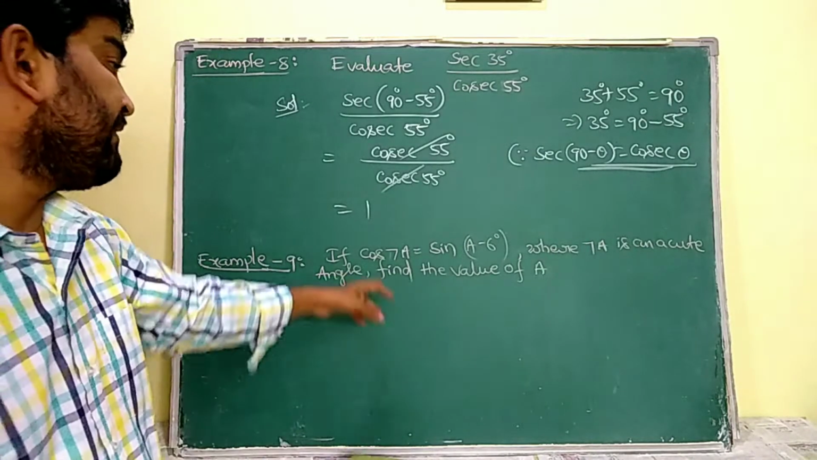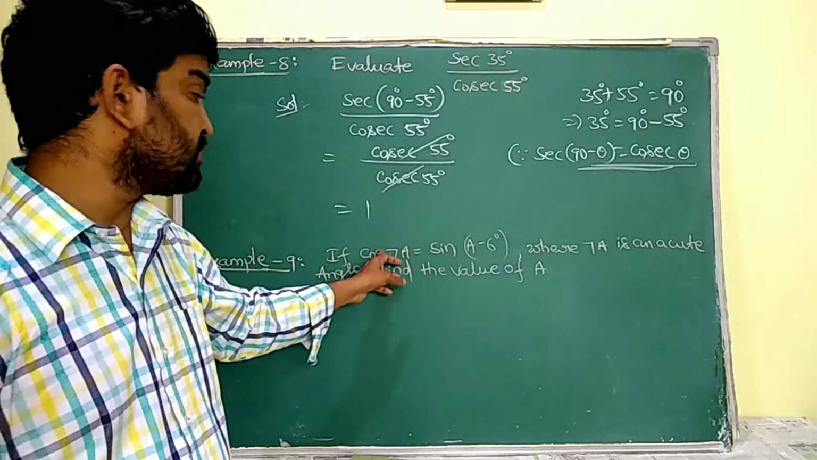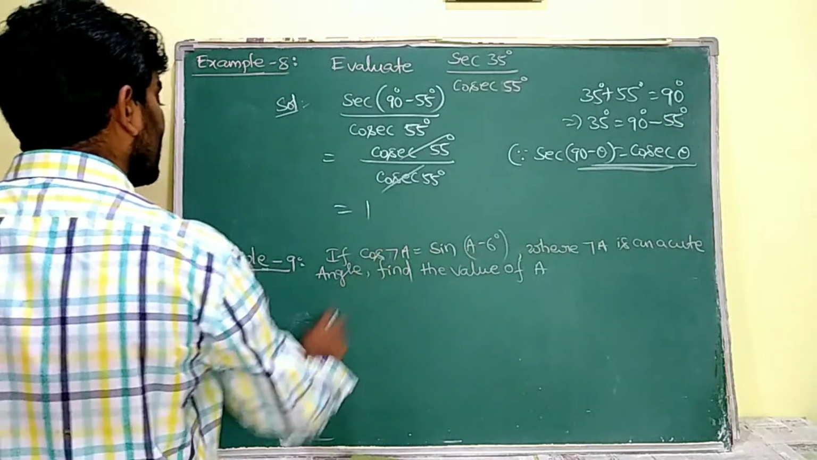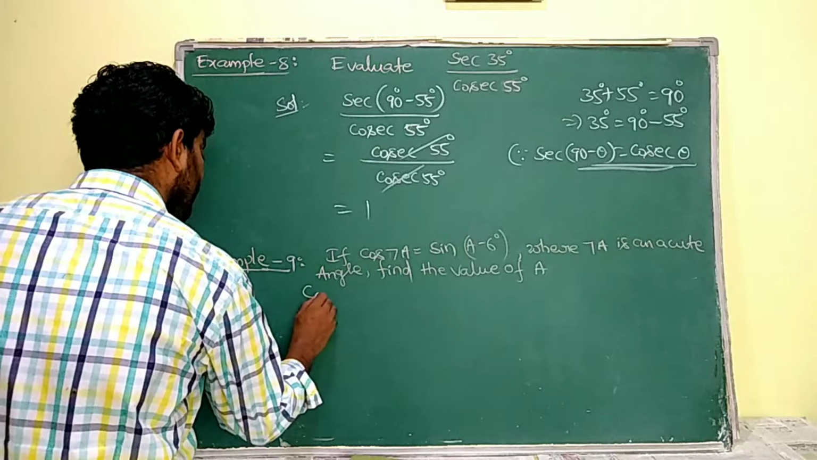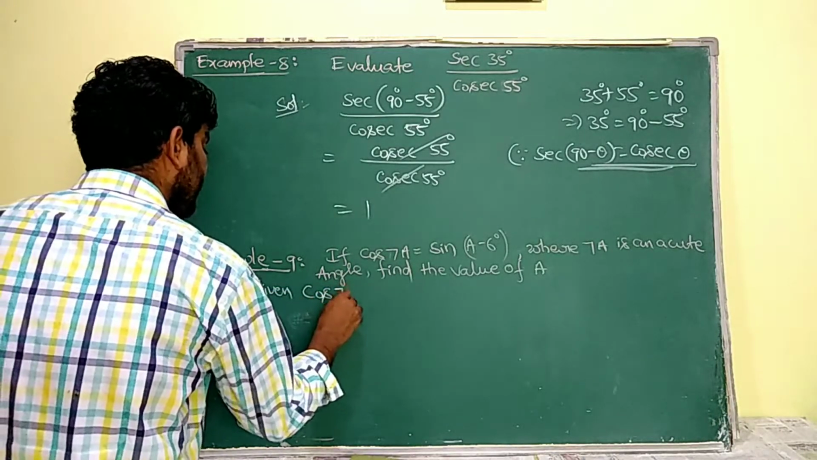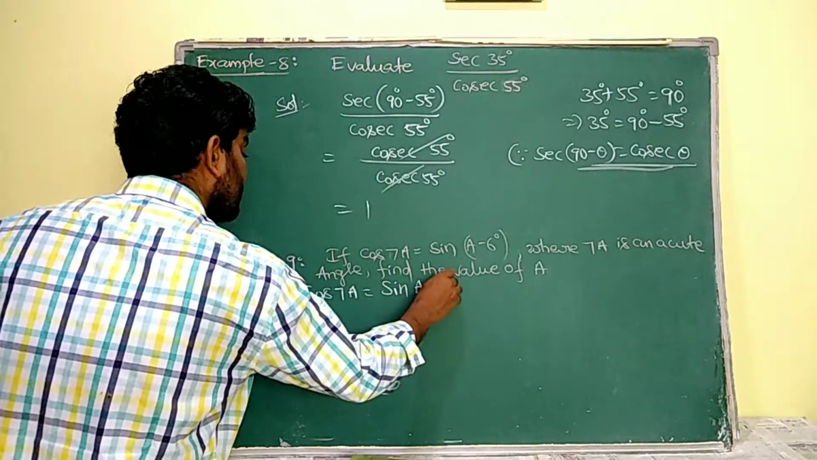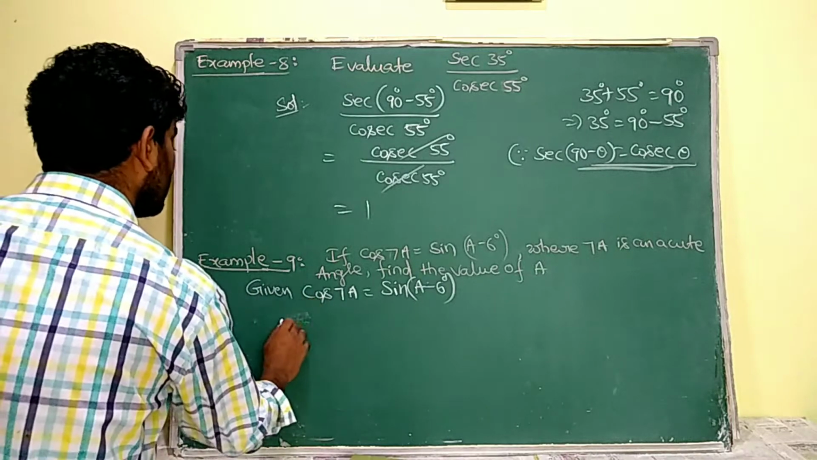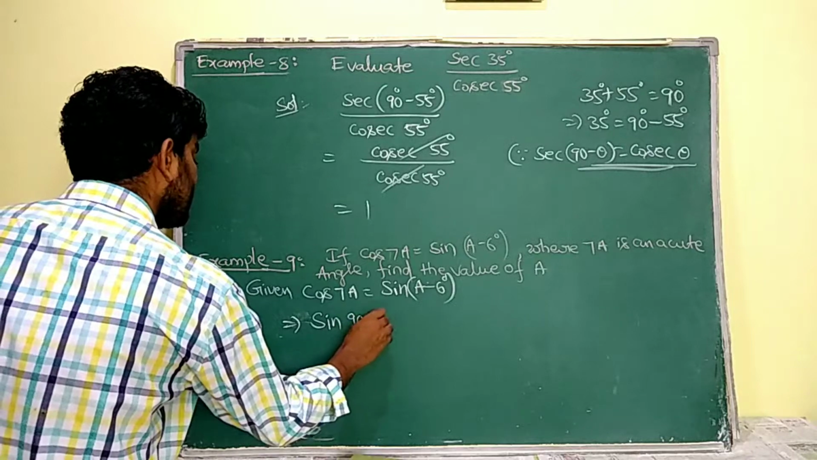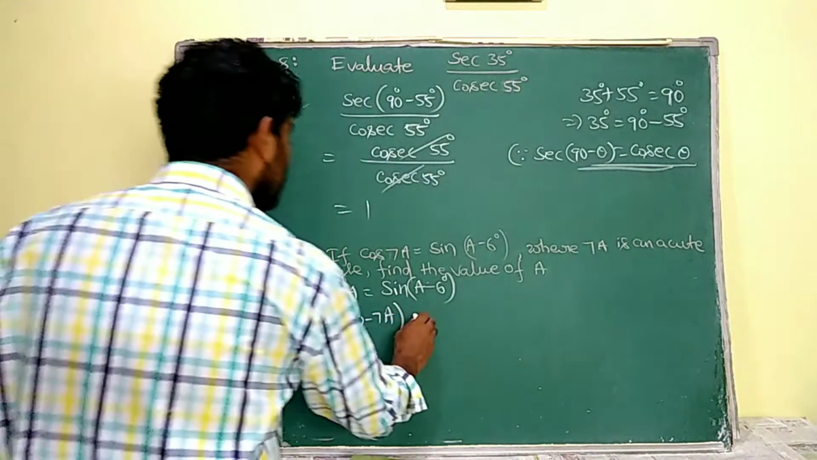See, here I am having cos on the left side, sin on the right side. So I may convert this cos into sin or this sin into cos. We know cos theta can be expressed as sin(90 minus theta). Given cos 7a is equal to sin(a minus 6 degrees). I am going to convert this cos into sin. So cos theta is equal to sin(90 minus theta), so I am going to change this cos 7a as sin(90 minus 7a).